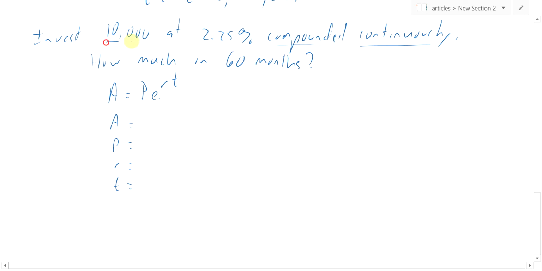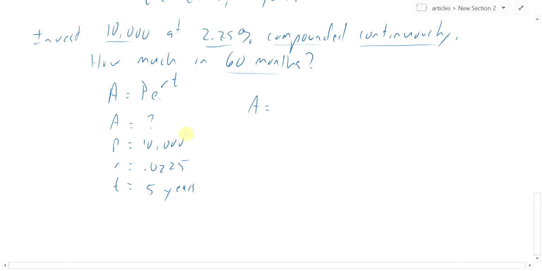So we're actually investing 10,000. That's actually the principal, because that's how much we're putting in. 2.25%, converted to a decimal, 0.0225. 60 months. Well, 60 months, 12 months a year, so that's actually 5 years. Time always has to be in years. So they give us 3 of the 4 variables, and they want to know what the fourth one is.